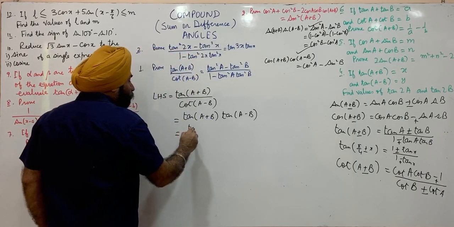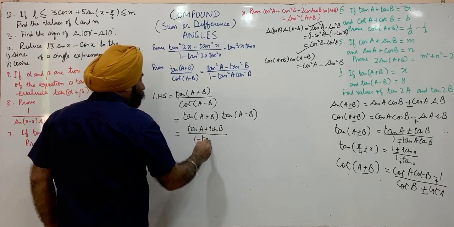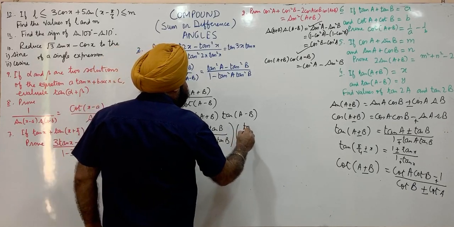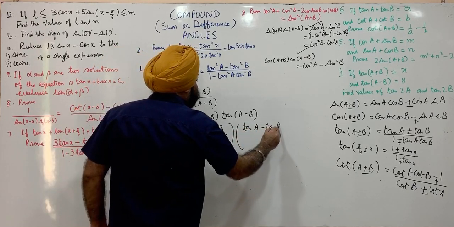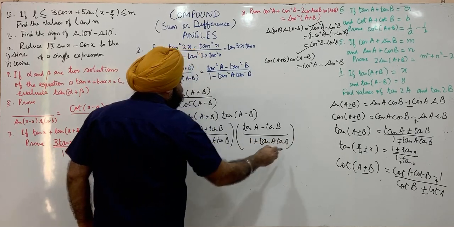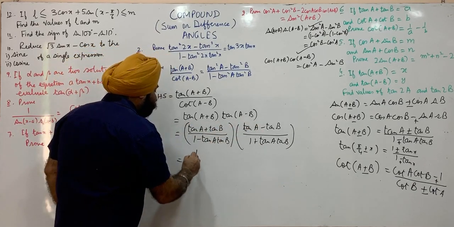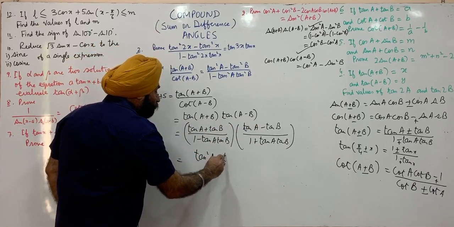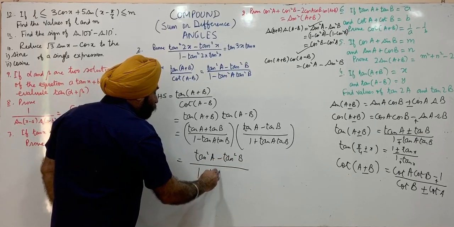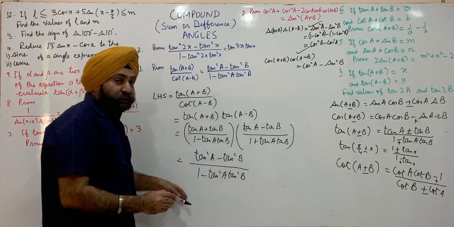Tan A plus B is tan A plus tan B upon 1 minus tan A into tan B. And this is tan A minus tan B upon 1 plus tan A into tan B. This is like A plus B, A minus B, so it's A square, that's tan square A minus tan square B. 1 minus this is tan square A into tan square of B. This is what we wanted to do.